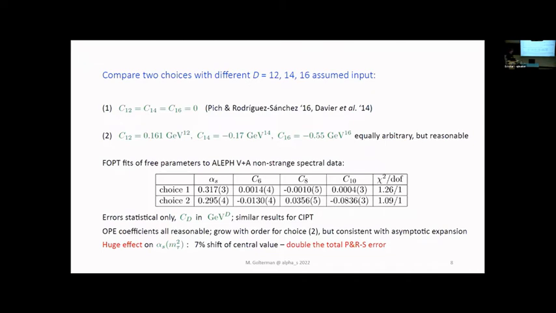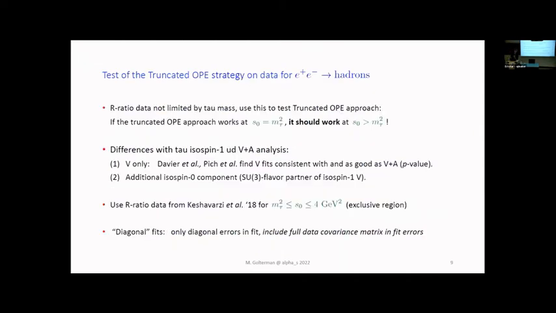Now we can do more, okay, because in tau decays we're restricted by the value of the tau mass, we cannot go beyond. But you can use e+e- data to test this further, right? And the R ratio data that are now widely available to high accuracy are not limited by the tau mass. So we can use this to test the truncated OPE approach, because if the truncated OPE approach works at S0 equals m tau squared, so if your modeling of QCD works at m tau squared, it should certainly work at S0 larger than m tau squared. Nobody will disagree with that.